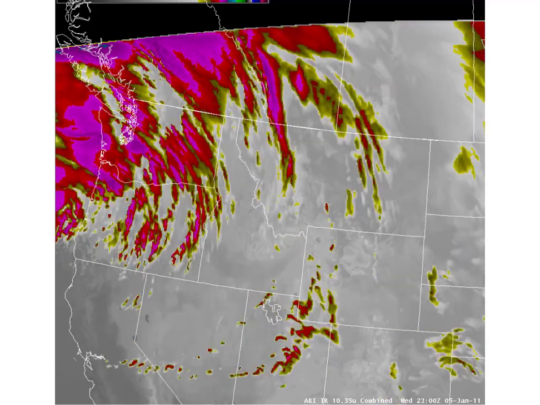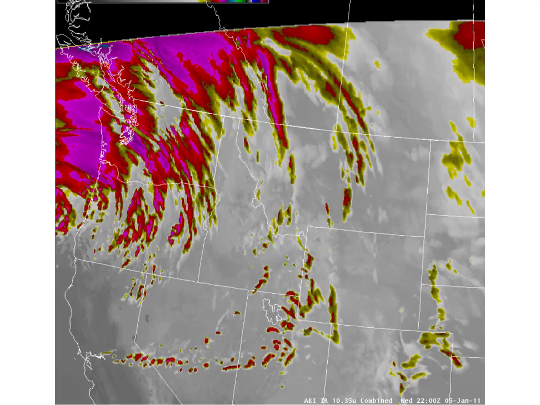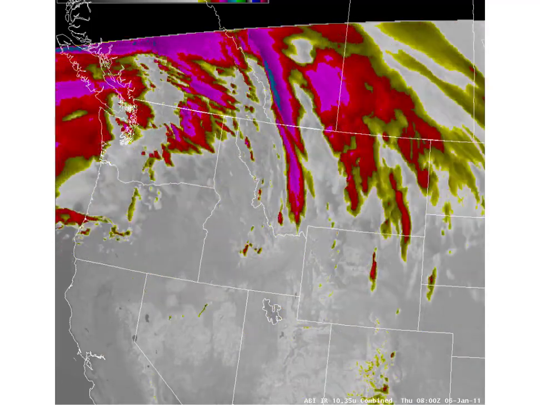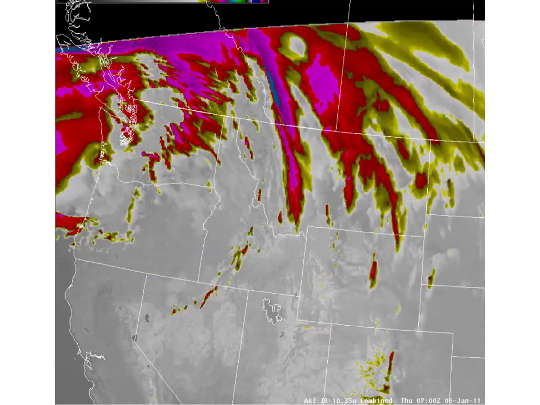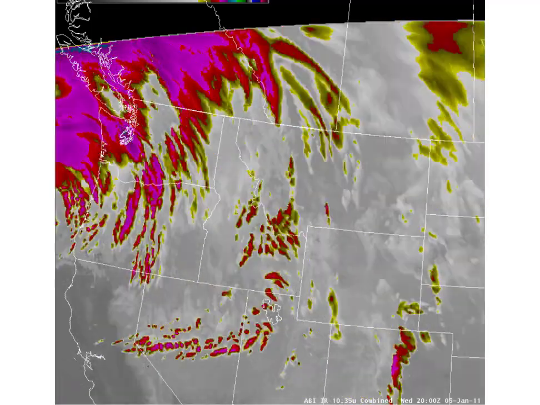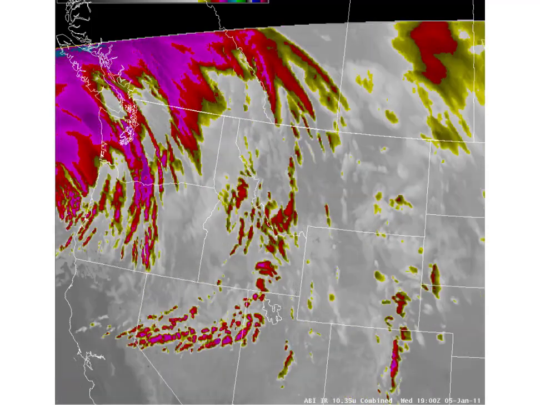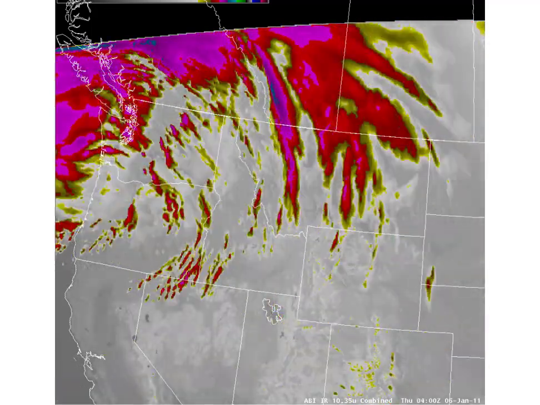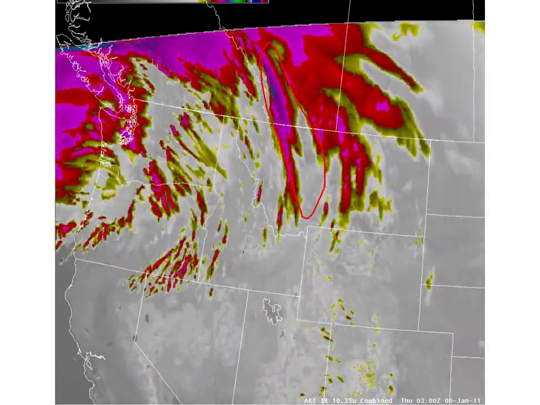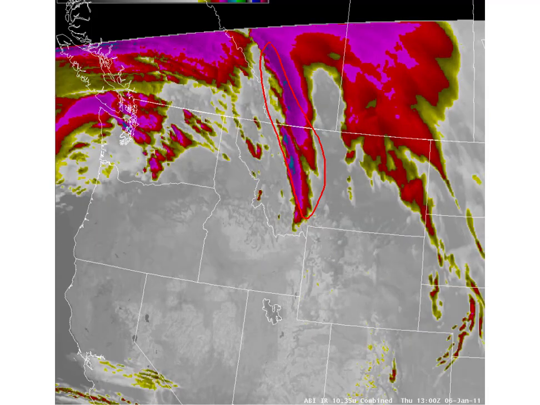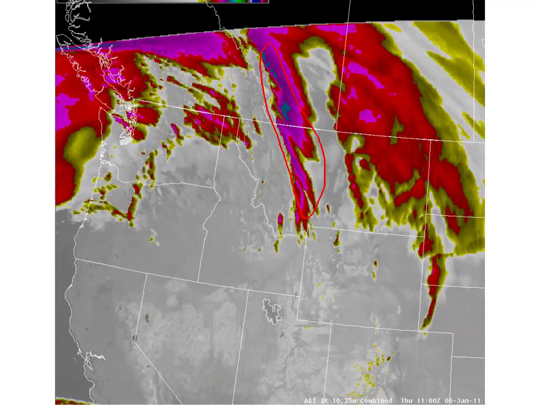Now we switch to a different case. This is for January 5 and 6, 2011, in a situation with a tricky low temperature forecast in Montana. The synthetic IR imagery shows orographic cirrus developing in the evening hours and persisting overnight downwind of the Lewis Range and extending up into Canada. So it's this feature right here that we're looking at.